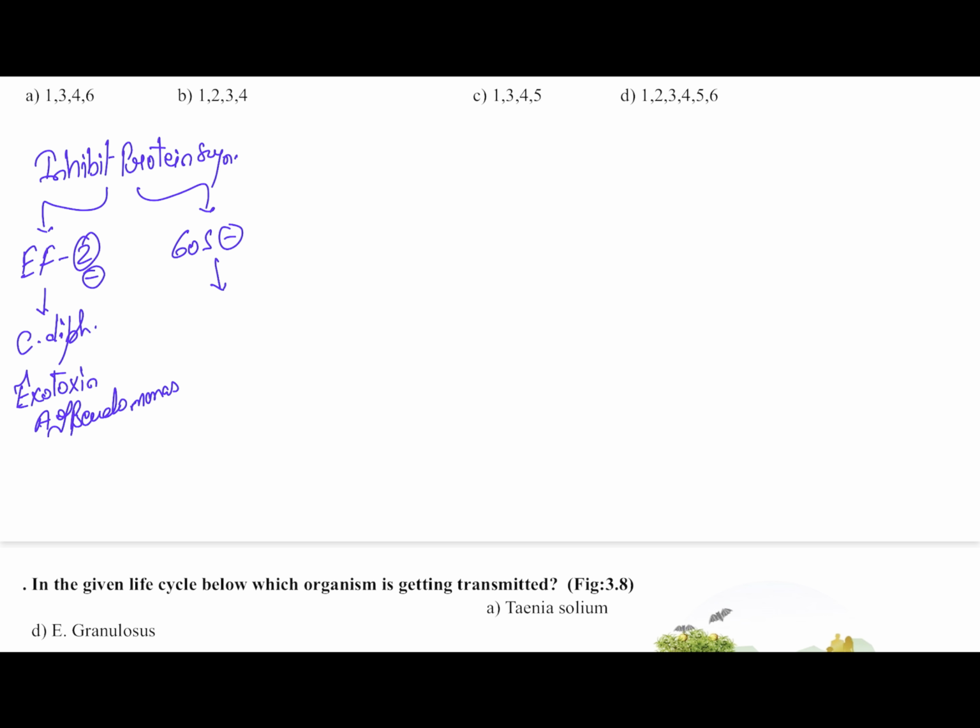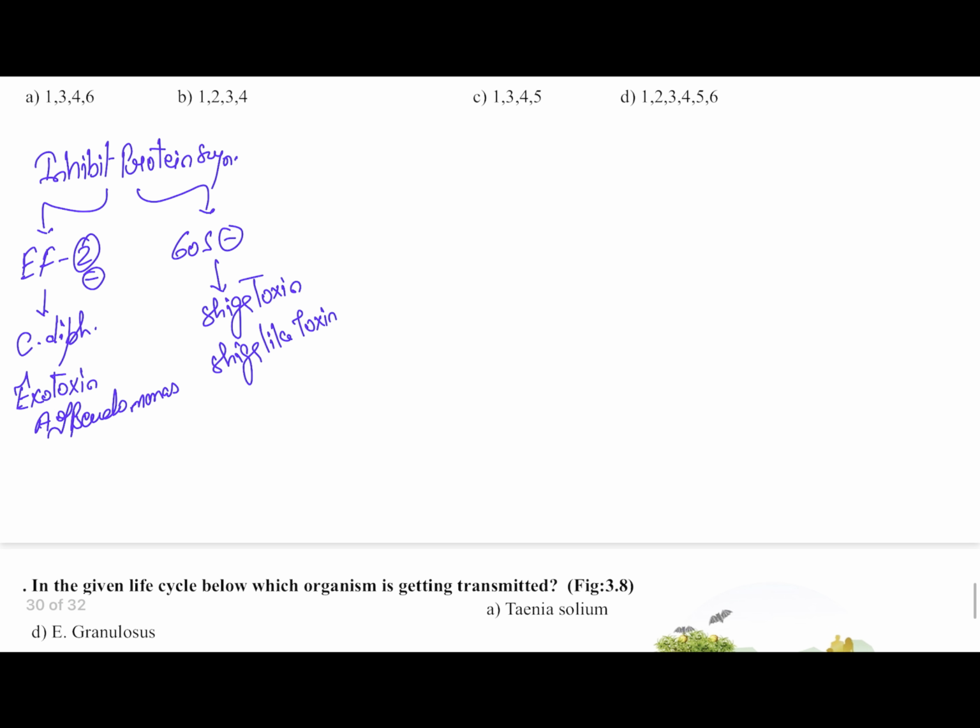Who is inhibiting the 60S ribosome? So first is Shiga toxin, Shiga toxin of Shigella. Second one is Shiga-like toxin or verotoxin of EHEC. Okay? Enterohemorrhagic E. coli. Mainly which strain? O157:H7, which is causing HUS.